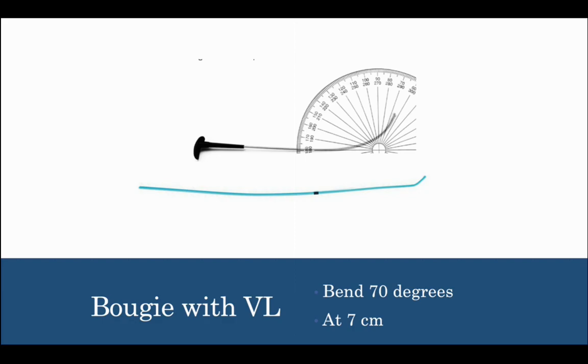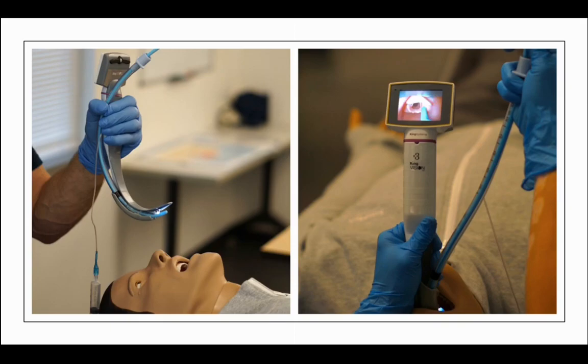Now, some people will say, okay, we'll bend your bougie right here at about 7 centimeters from the end, get it to that 70-degree bend, just like the hyperangulated stylet. The only problem here is that the bougie doesn't hold its position. So if you have any obstacles to overcome, you don't have the benefit of the hyperangulated stylet. Also, there are some manufacturers that have some malleable bougies. That's another option that may work with the hyperangulated scope.